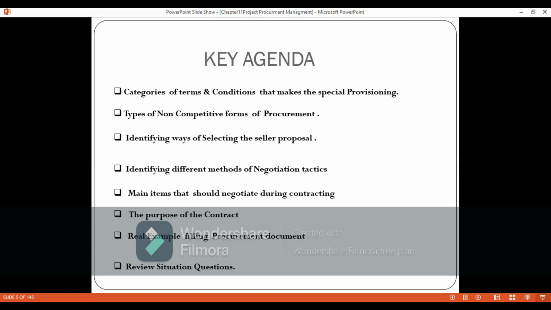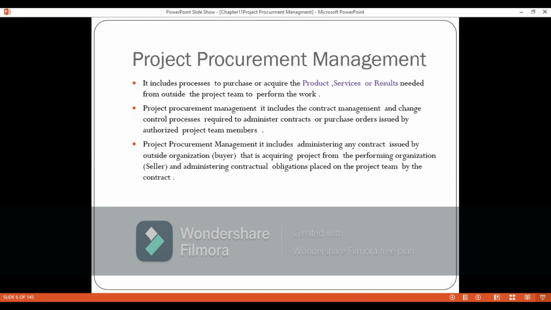We're going to teach you how to fill out a procurement plan, right? How to review a contract, how to simulate those contracts, and how to review the situational questions that will be asked during the exam.